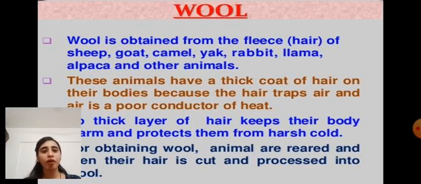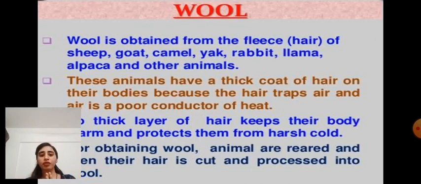How is wool obtained? Wool is obtained from the hairs, or you can say the fleece, of sheep, goat, camel, rabbit, and other animals. These animals have a thick coat of hair on their body because hair traps air, and air is a poor conductor of heat. This thick layer of hair keeps their body warm and protects them from the harsh cold.